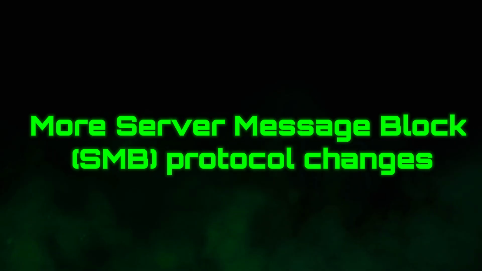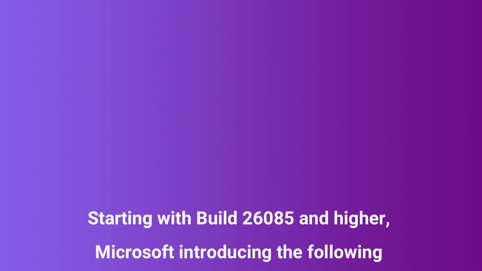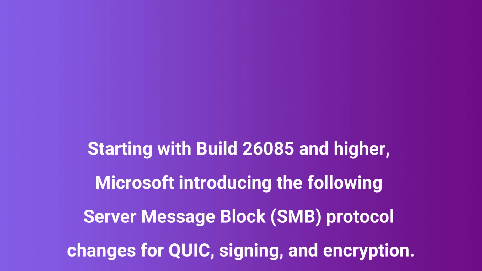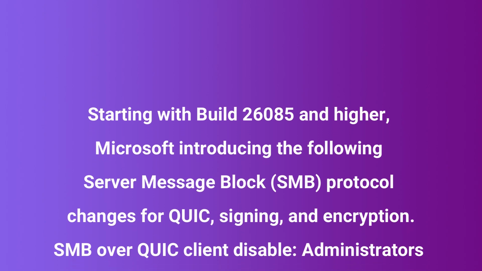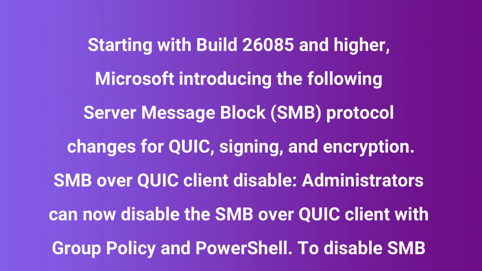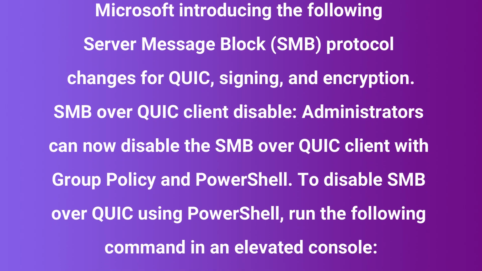More Server Message Block (SMB) protocol changes. Starting with Build 26085 and higher, Microsoft is introducing the following Server Message Block (SMB) protocol changes for QUIC signing and encryption. SMB over QUIC client disable. Administrators can now disable the SMB over QUIC client with Group Policy and PowerShell.